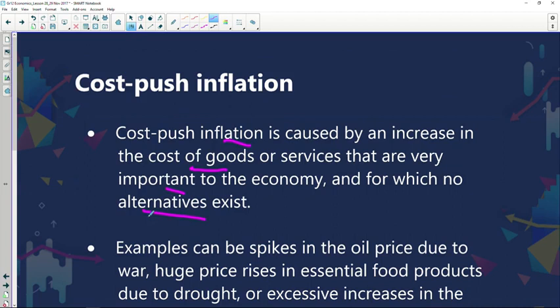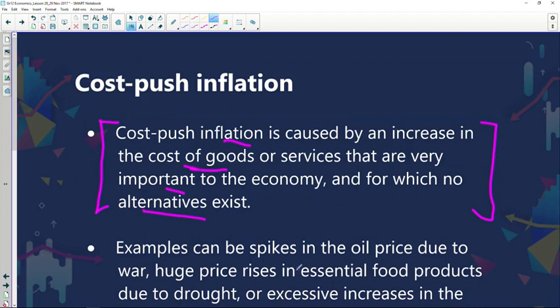So it's important that we are aware of what really causes this cost push inflation. Here we are dealing with an increase in the cost of goods or services that are very important. These are not goods that we can actually do without. They're very important to the economy, and also there are no alternatives for these goods.